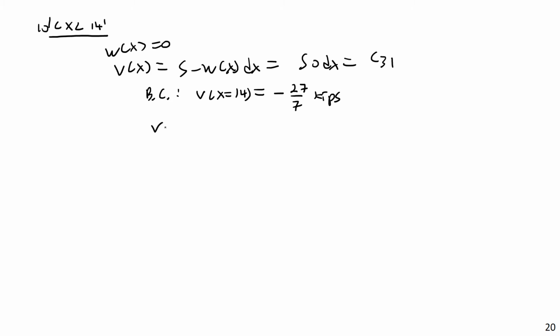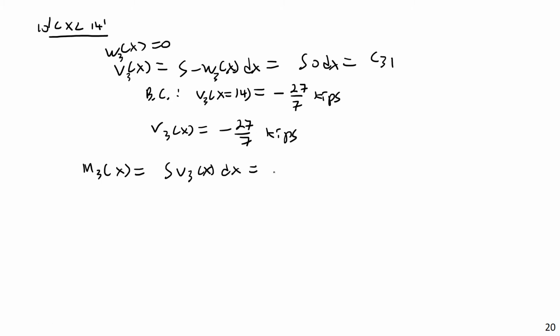And so therefore, now maybe I could put a V3. So V3 as a function of x is going to be equal to negative 27 over 7 kips. Then M3 is going to be equal to the integral of V3 of x dx. And the integral of this, very simple integral, is going to be negative 27 over 7 times x plus, I'd call this one C33, the third constant of integration in zone 3.